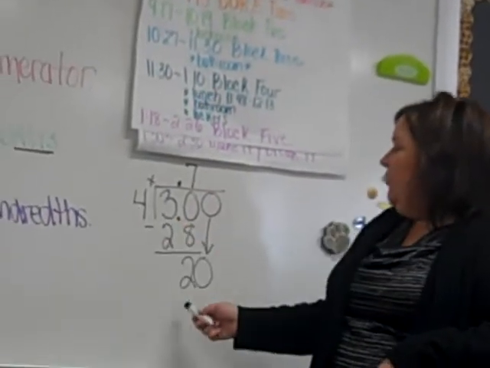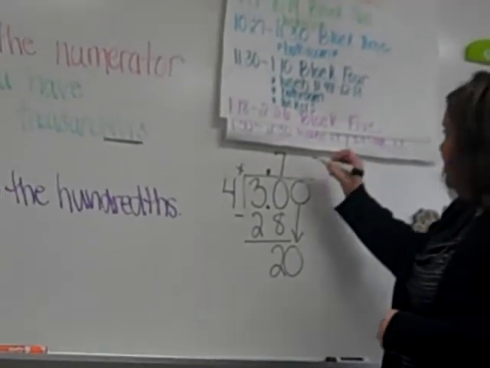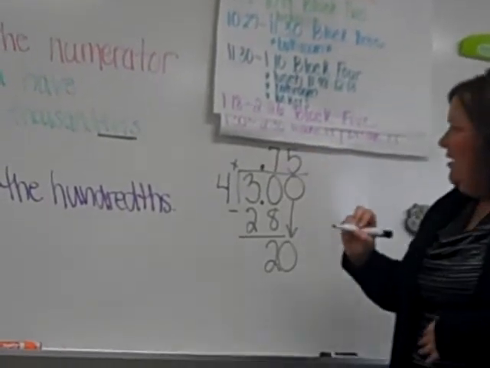Now, how many times can 4 go into 20? 5 times. So we're going to put our 5 up in the quotient.